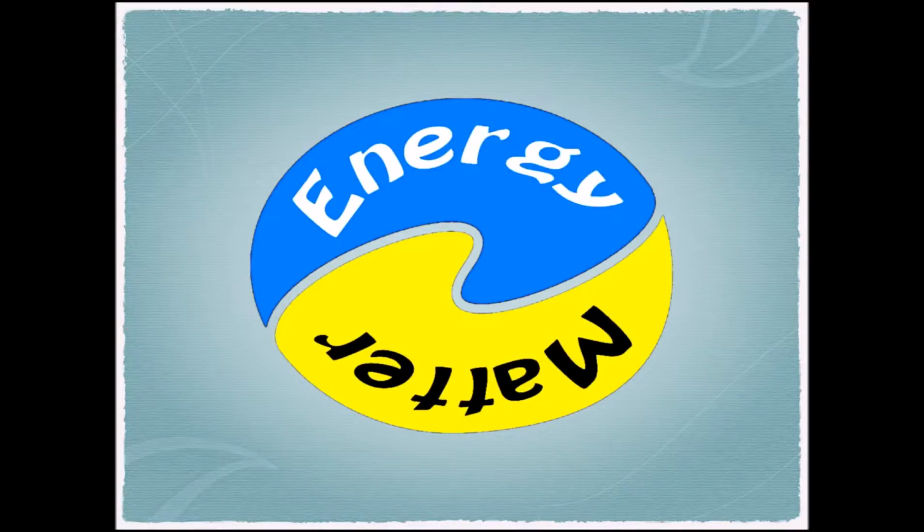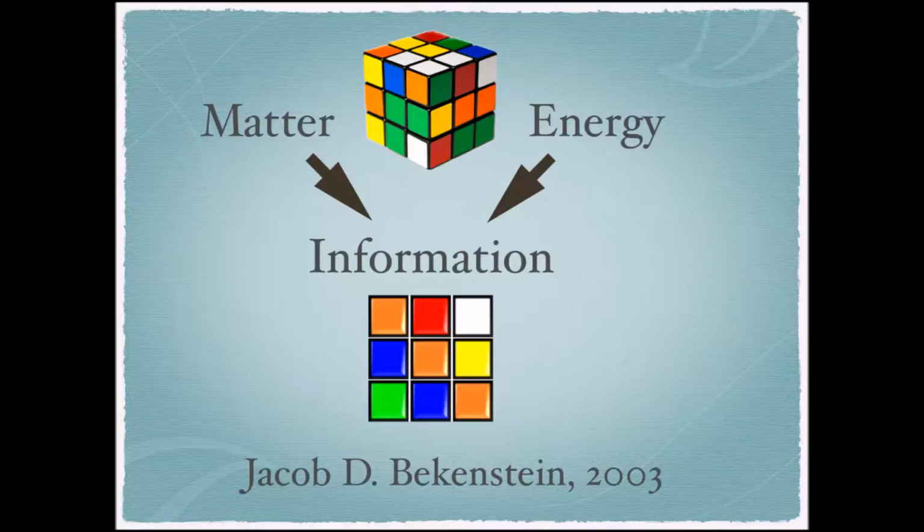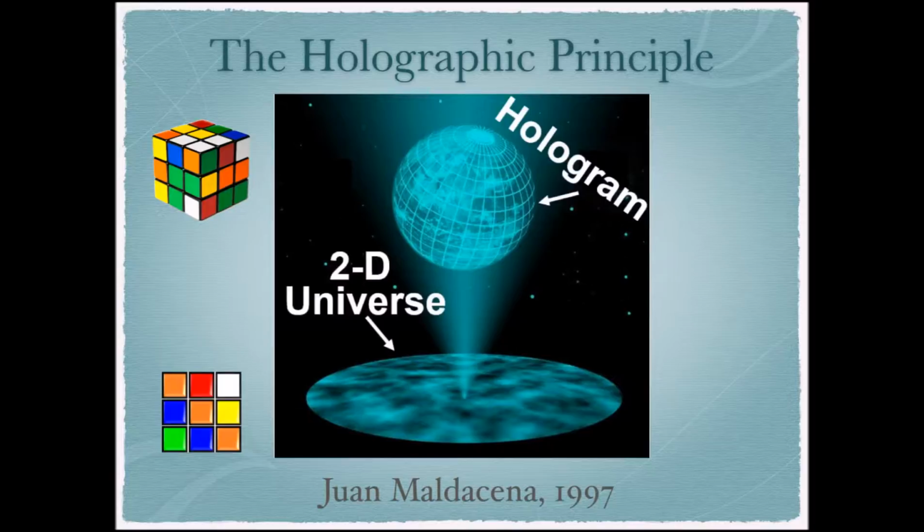Now, for a long time, the entire universe was thought to consist of matter and energy. But Jacob Bekenstein, in an article which deals with quantum physics and black holes, came up with a new way of looking at things, in which matter and energy could both be described as information. A few years earlier, in 1997, Juan Maldacena had found that many equations used to understand the universe also worked in two dimensions, and this became known as the holographic principle.